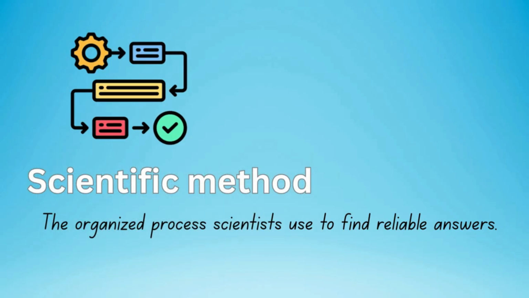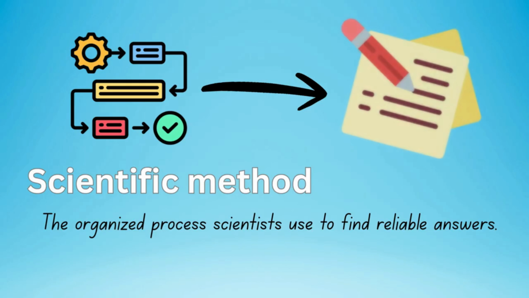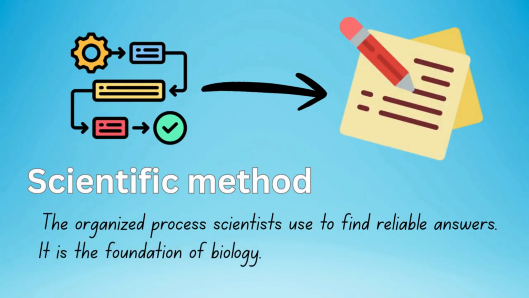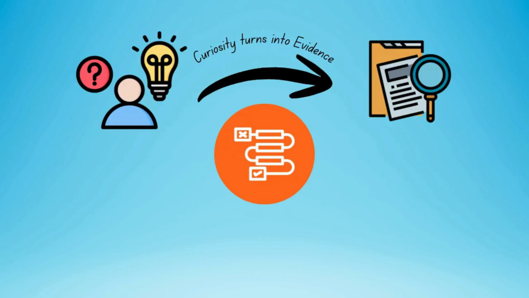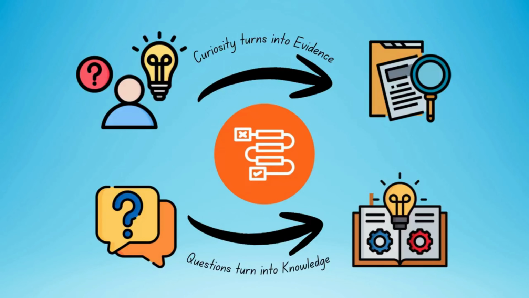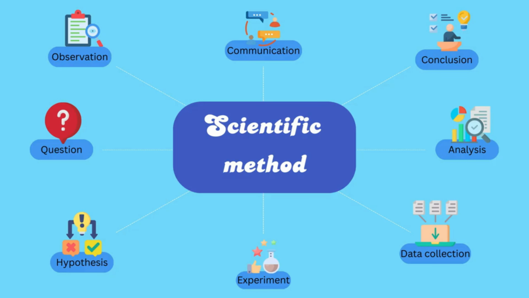The organized process they use to find reliable answers is called the scientific method, and it is the foundation of biology. Through this method, curiosity turns into evidence and questions turn into knowledge. The following are the steps of the scientific method.